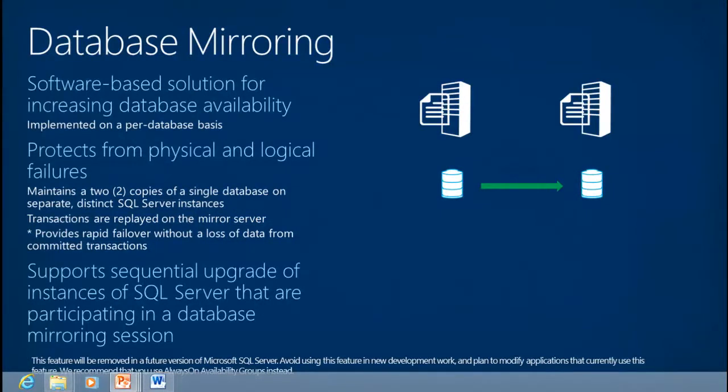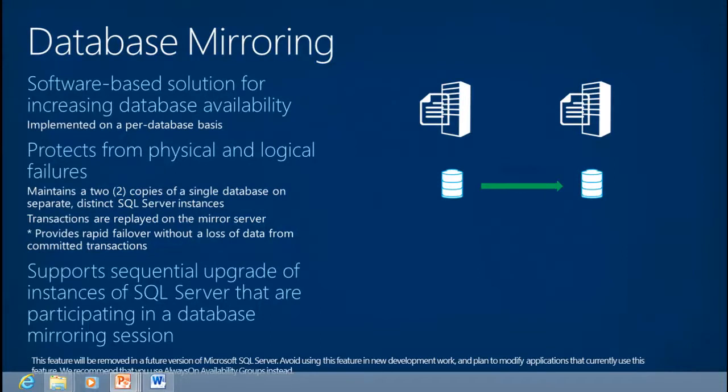Database mirroring, though, we should still talk about it. It's still something that people do in 2010. It's still something that people do in 2013. And it's something that people will do into the future until they move to 2012 and beyond. And it's basically a software-based solution that enables availability at the database level. Its granularity is deeper than that of failover clustering, and it's deeper than that of log shipping.